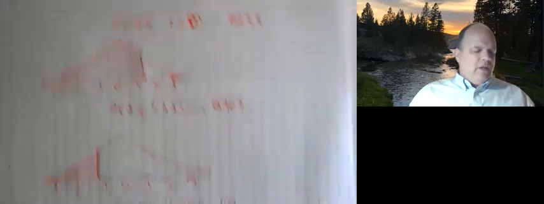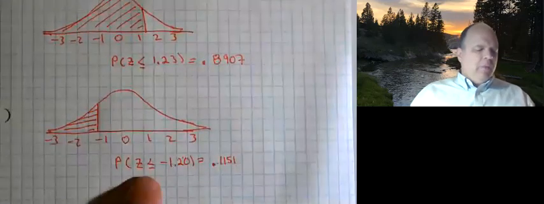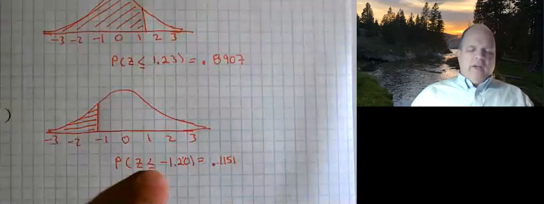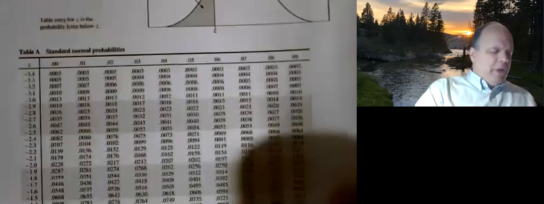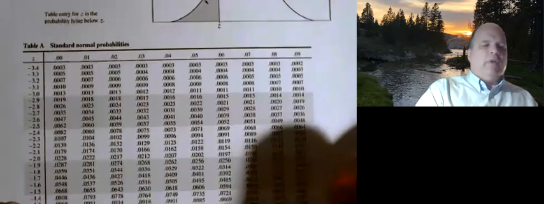All right, the next one. Probability that z is less than negative 1.2. So now we're back on the negative scale. So we're expecting a probability that's going to be less than 0.5.